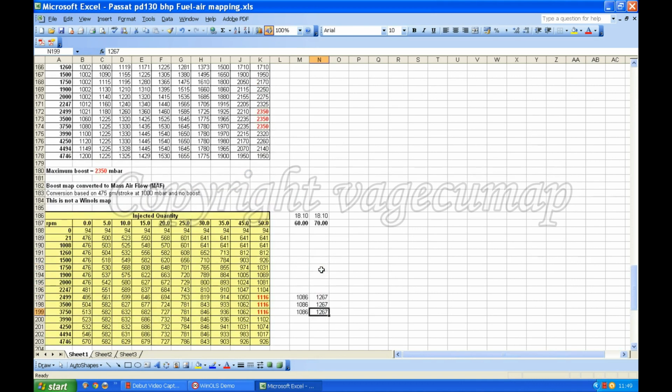Right, and then I'm going to use those same numbers, but I'm going to divide those numbers by 475 to give myself a clue as to what the boost should be. And so there's the boost above me, so I'm going to go to there and I'm going to say, right, what is that number, 1086 divided by 475, and it's 2, which clearly it isn't.